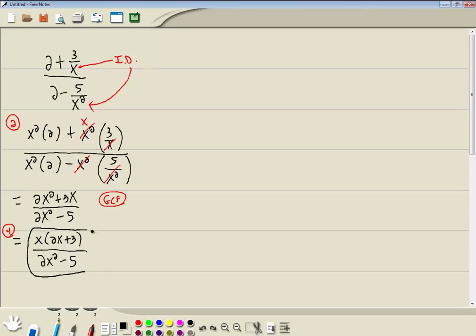Some books will leave it in this form, where it's factored out, and some books will put it into this form. You really have to look at your instructions and see what it's referring to. But that would be the simplified form of that problem.